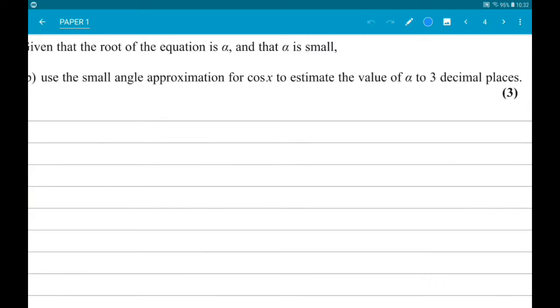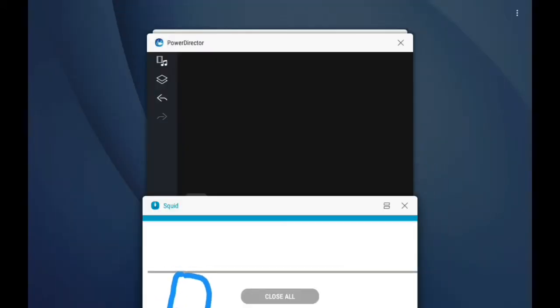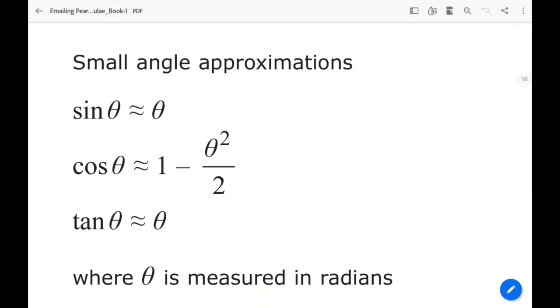That the root of the equation is alpha, and that alpha is small. Use the small angle approximation for cos x to estimate the value of alpha to 3 decimal places. Okay, so we are given the small angle approximations. So cos alpha is approximately 1 minus alpha squared over 2.